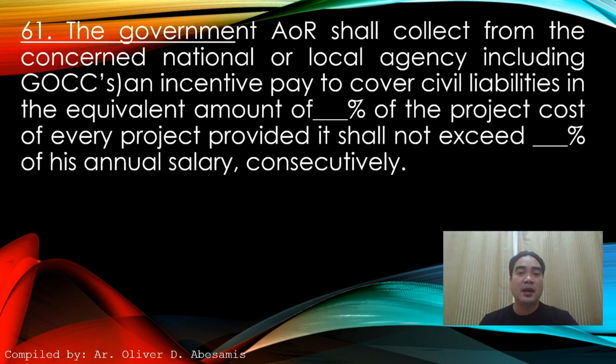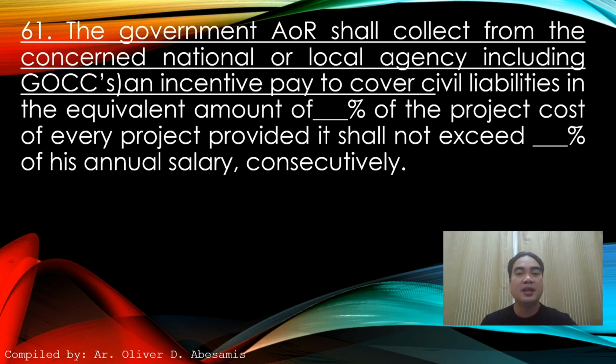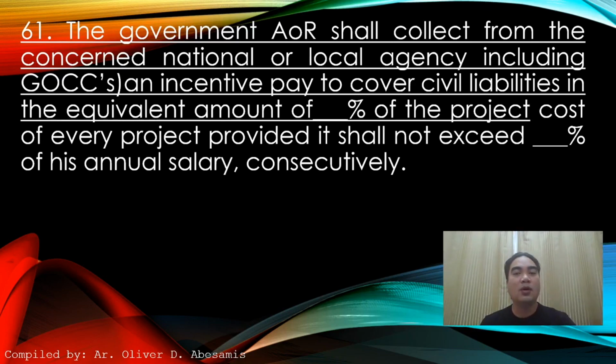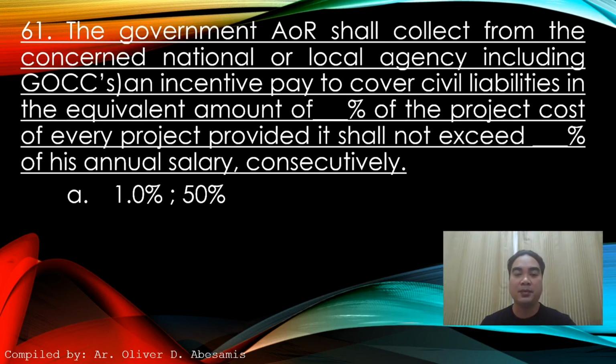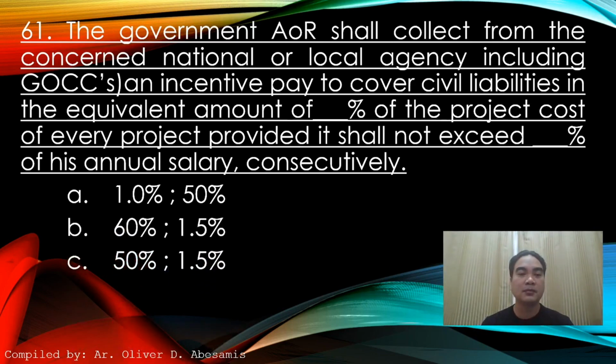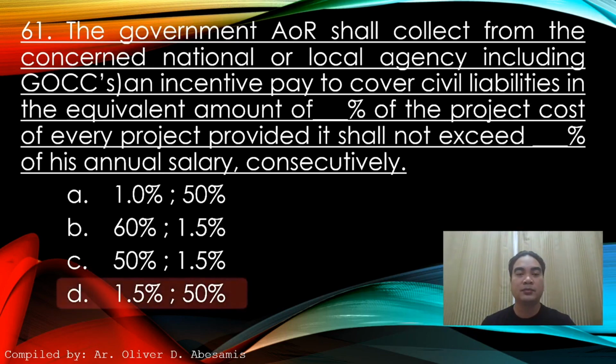Next, the government architect of record shall collect from the concerned national or local agencies, including GOCCs, an incentive pay to cover civil liabilities in the equivalent amount of blank% of the project cost of every project, provided it shall not exceed blank% of his annual salary consecutively. A. 1% and 50%. B. 60% and 1.5%. C. 50% and 1.5%. And D. 1.5% and 50%. Answer? D. 1.5% and 50%.